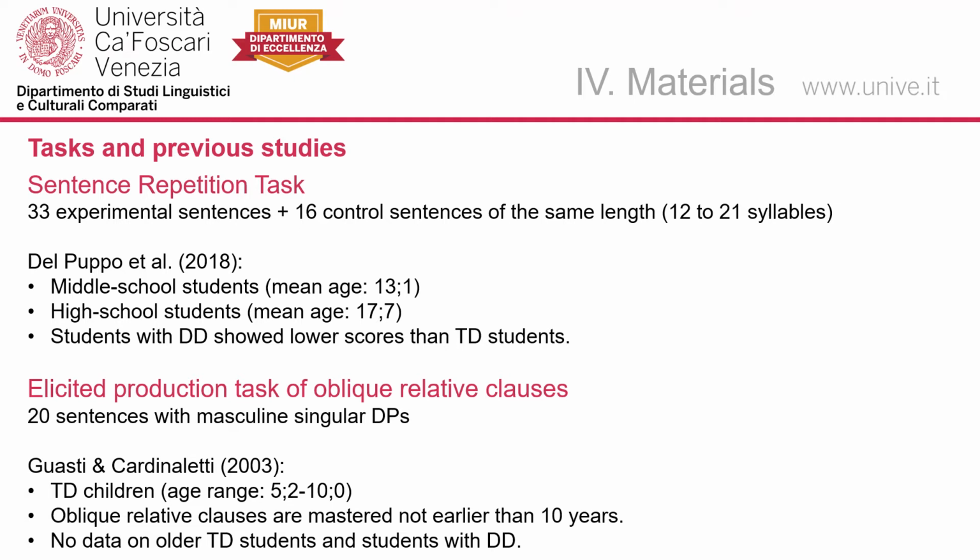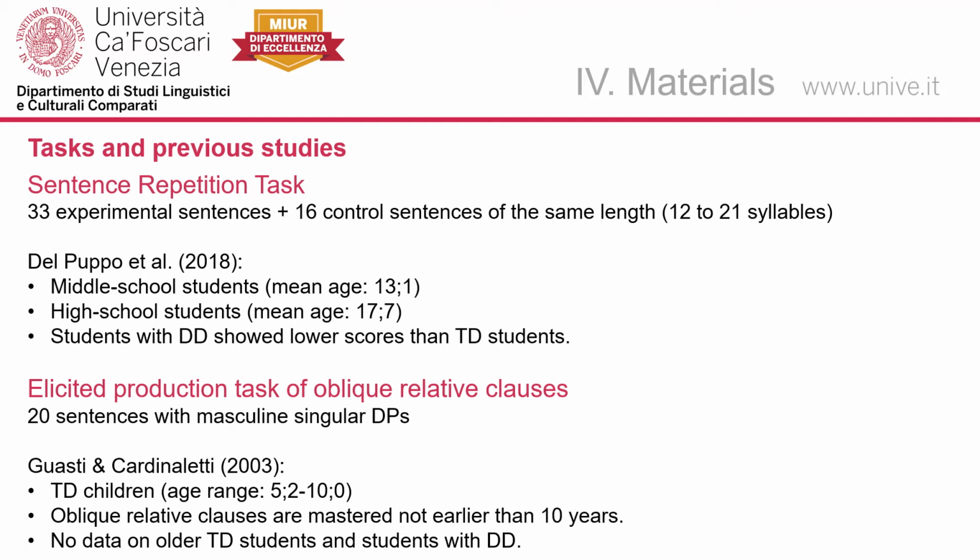A sentence repetition task also allows us to directly control the constructions tested and to test several constructions by using one and the same task. The study of Del Pupo and colleagues 2018 showed that middle school and high school students with DD were less accurate than TD peers in the sentence repetition task.